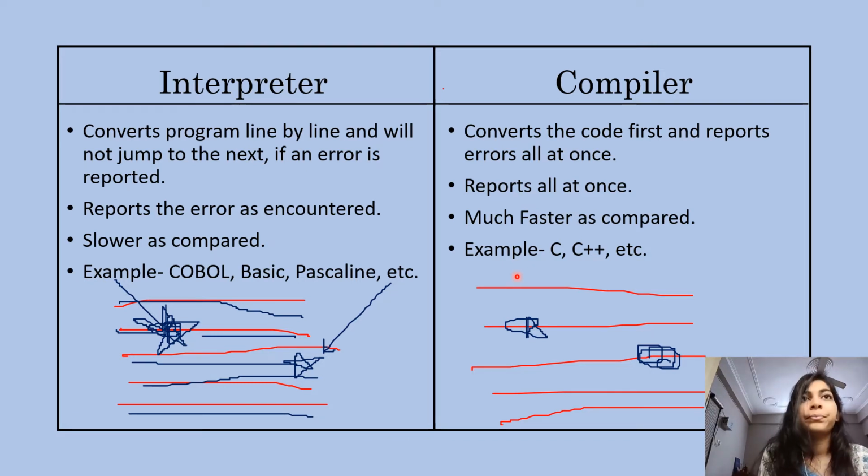All right. So COBOL, BASIC, Pascaline are some of the programming languages that use interpreter, whereas C, C++, Python are the programming languages that use compiler to convert source code into machine code, right? And now we'll move further to understand what is the flow of program. How does source code gets converted into machine code in Java, right?